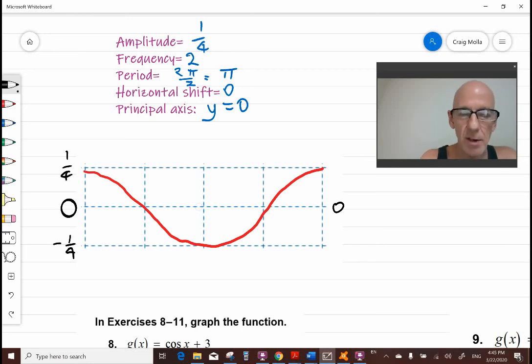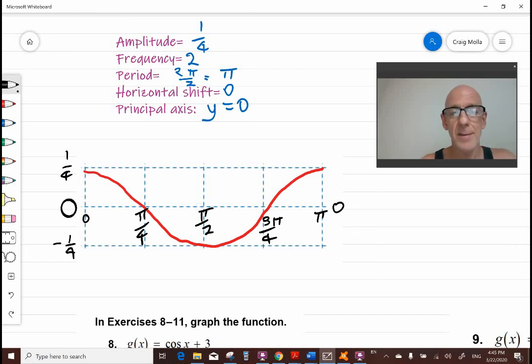Now there is no horizontal shift, and we're starting at 0, so 0 on the x-axis, and we're finishing at pi. That means the value in the middle here will be pi on 2. In the middle here will be pi on 4. And this will be 3 pi on 4. See if you make sense of that.